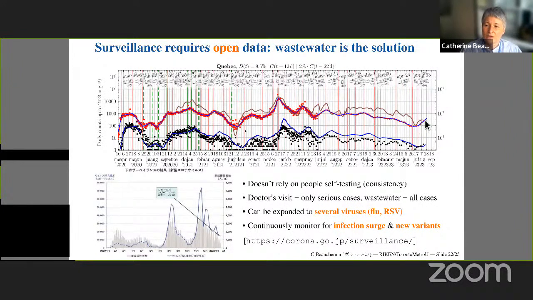For example, now there's an uptick in cases in Quebec, and you could see this is reflected also in the wastewater. So it gives you a fairly good, and you could see it says it a little ahead of time. So it gives you a fairly good predictor for raise, and it also allows you to not rely on people self-testing, because when people are tired of self-testing, then this becomes not so accurate. You don't have to rely on doctor's visit. And the problem with doctor's visit is that only serious cases are picked up, but in wastewater, you can pick up all virus.